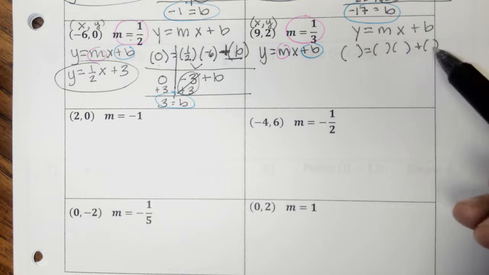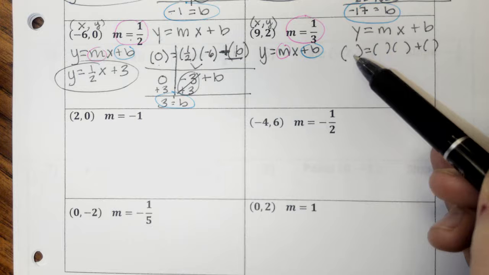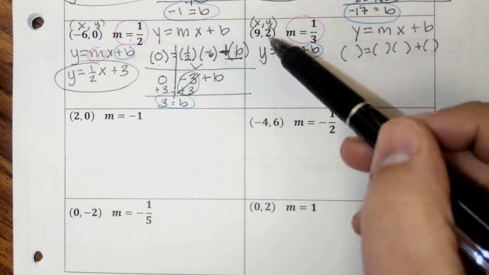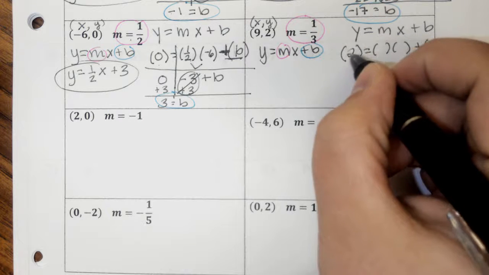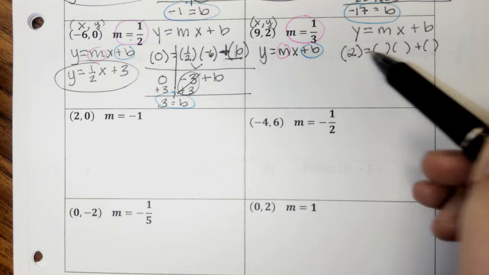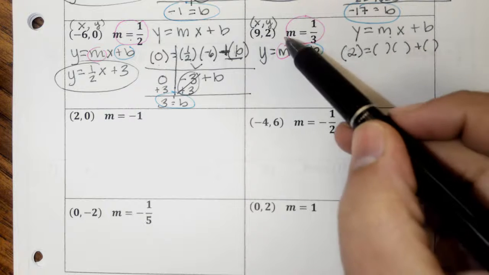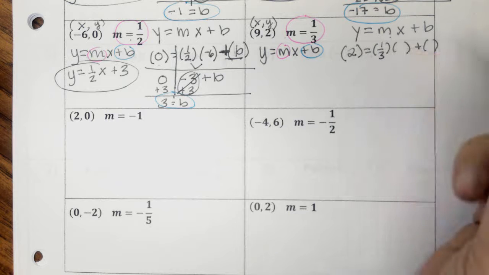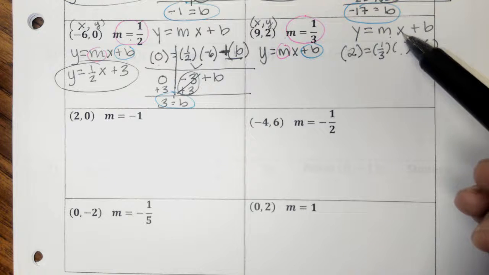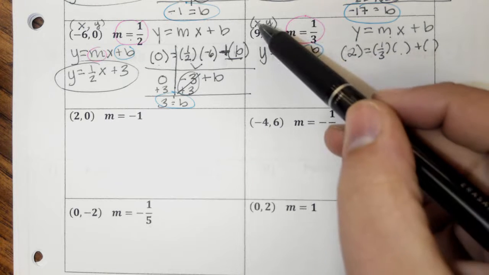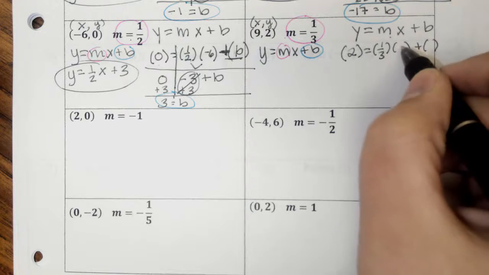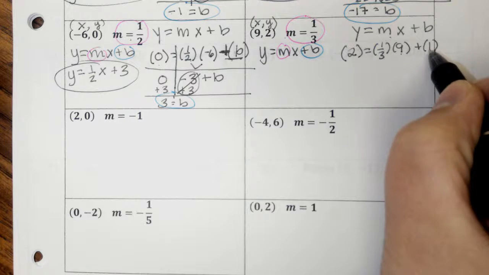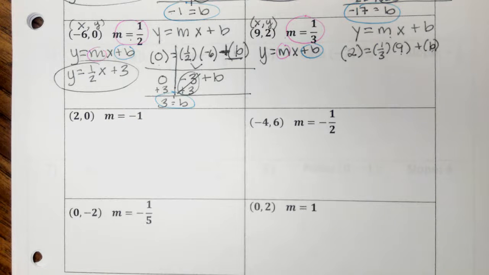Now I can start filling in numbers in each of those bubbles. This bubble is in place of y. Y is 2. This bubble is in place of m, and m is 1/3. This bubble is in place of x, and x is 9. This bubble is in place of b, and we don't know what b is, we're trying to solve for it, so I'll leave it as a letter b.